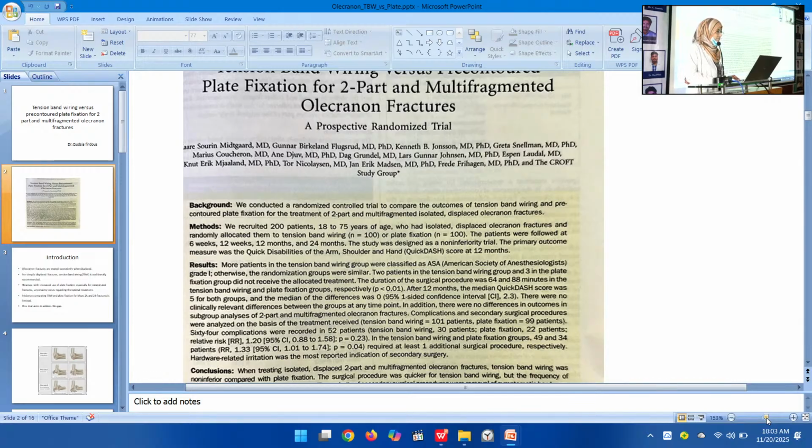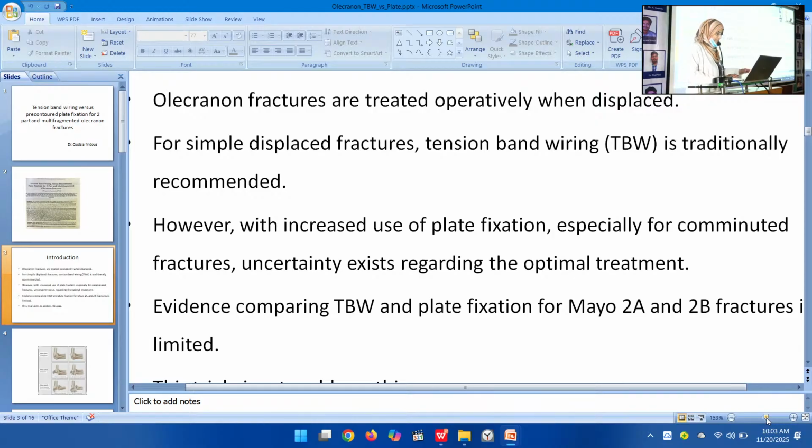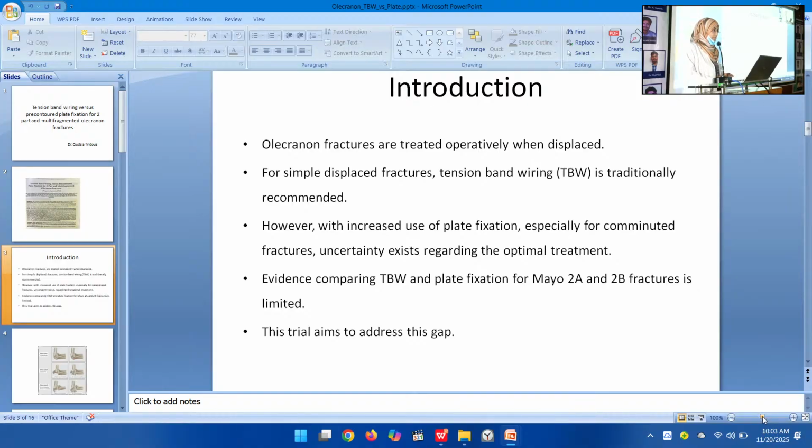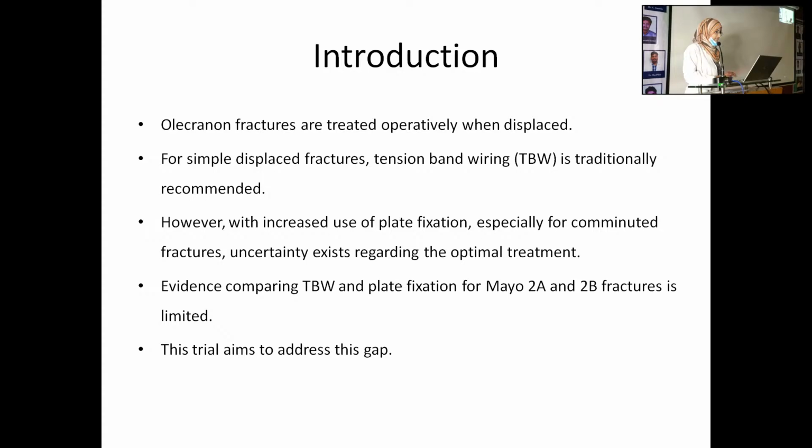So then where is the difference? There is a specific indication for TBW: it should be a transverse fracture. In a transverse fracture, the TBW principles work well. In an oblique or multi-fragment comminuted fracture, TBW never works. That is the basic fundamental principle. Then we have to talk about AO classification. You are talking about Mayo classification, am I right? They have considered the Mayo classification.